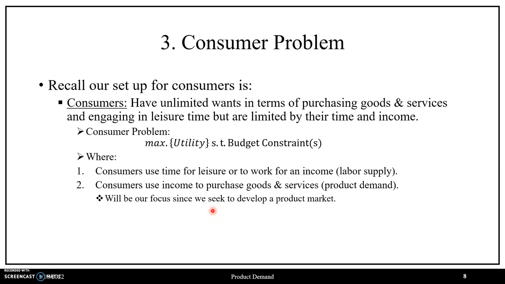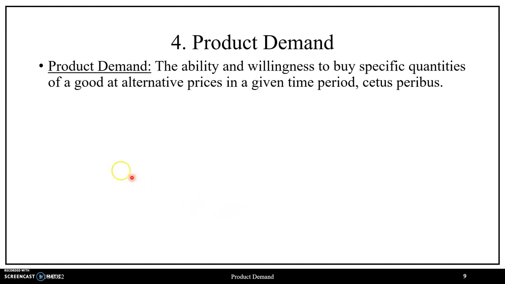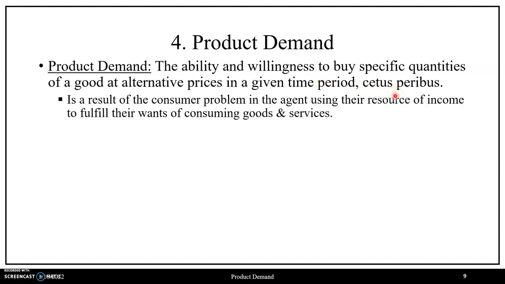So, with product demand in mind, what is the formal definition? Well, product demand is the ability and willingness to buy specific quantities of a good at alternative prices in a given time period, holding all else equal, or ceteris paribus.